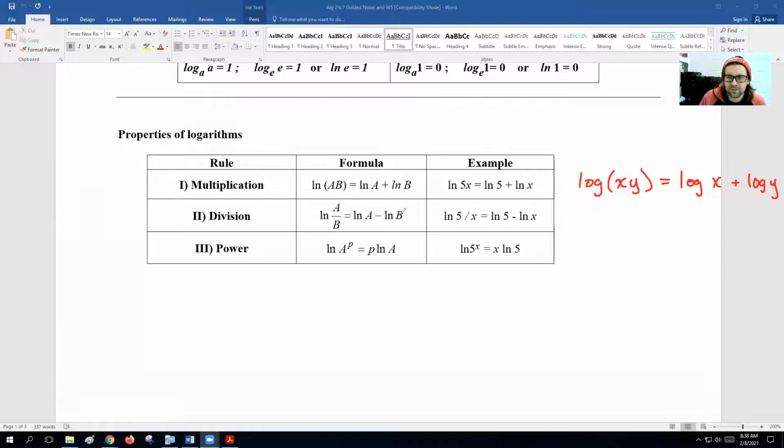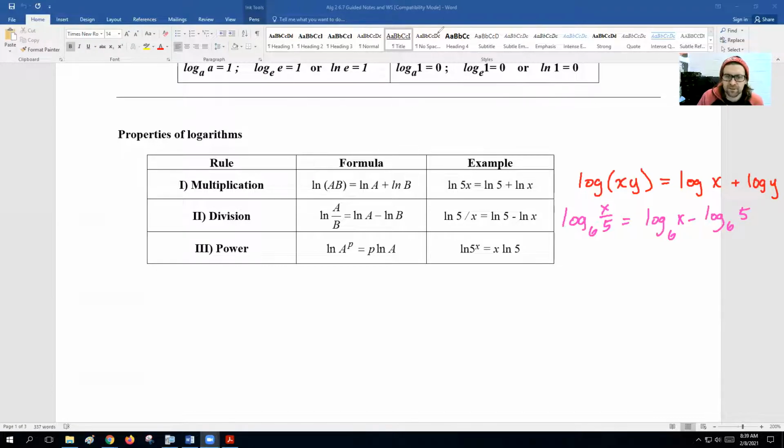Now, division works the same way, very similar, except it would be subtraction. So the natural log of a divided by b turns into the natural log of a minus the natural log of b. So we can subtract those in the middle. And it would work the same thing with log. So if I had log base 6 of x over 5, that turns out to be the log base 6 of x minus log base 6 of 5.